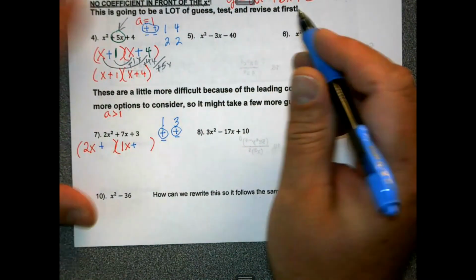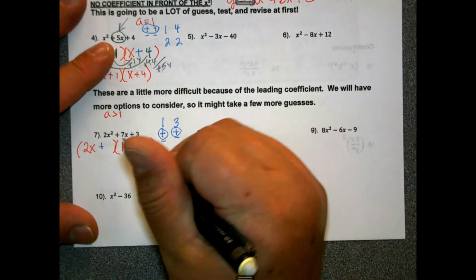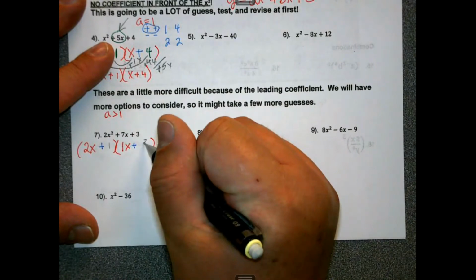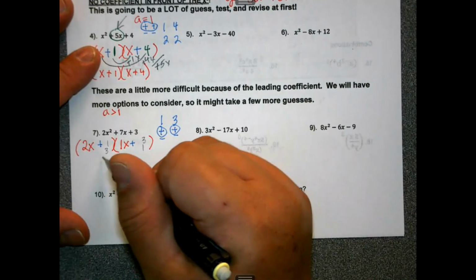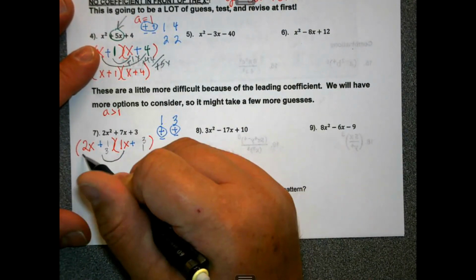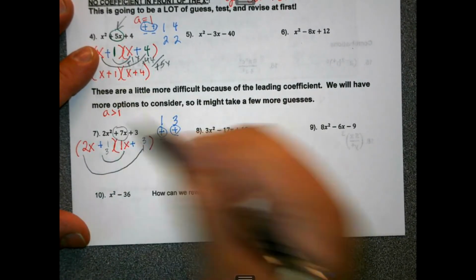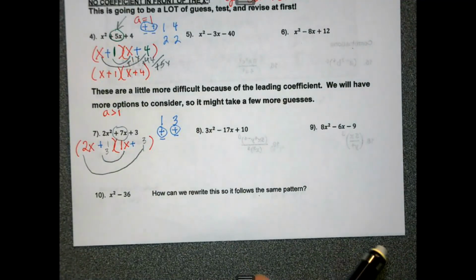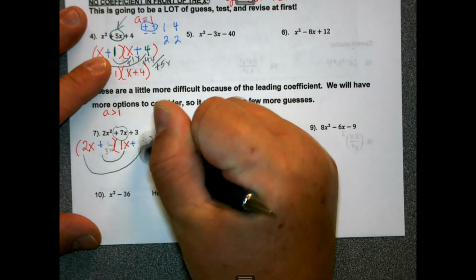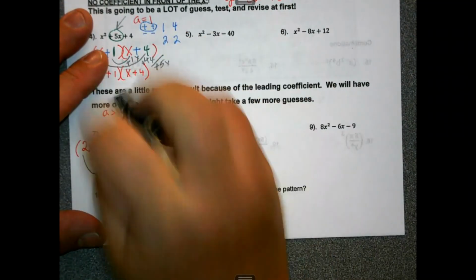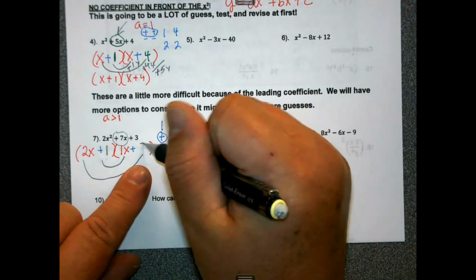Now, here's the problem. Well, not a problem, but this is where we have to figure out, do I put the 1 here and the 3 there, or the 3 there and the 1 there? And don't forget, we're going to be multiplying the inner and the outer. They're going to have to add up to that 7x. So let's look at the first way we can do this. Let's put the 1 here and the 3 in this one.